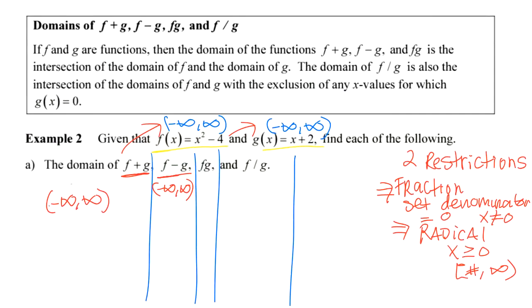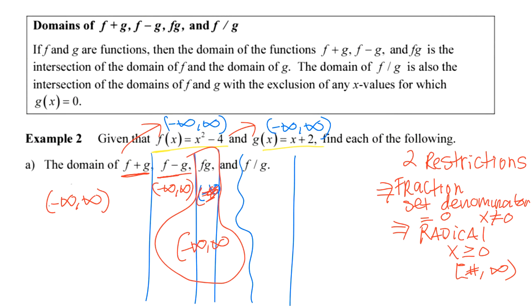And f times g, same situation. If I were to multiply f times g, I cannot get a fraction. I cannot get a radical. So that's all real numbers also. Write it in red. I'll write it down over here. Looks like a little test tube.